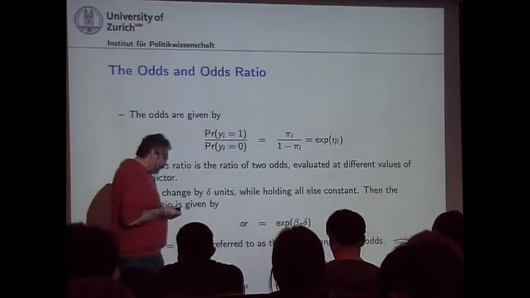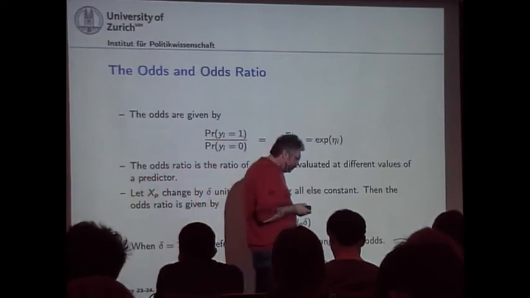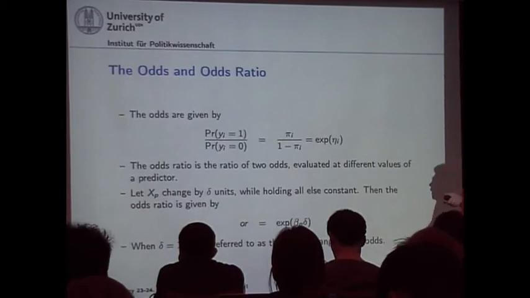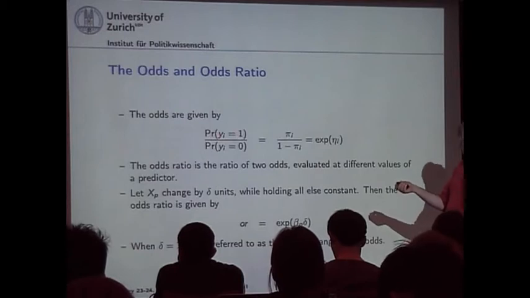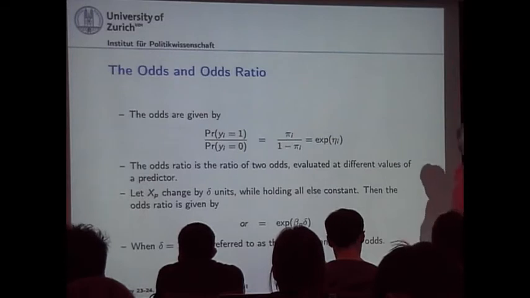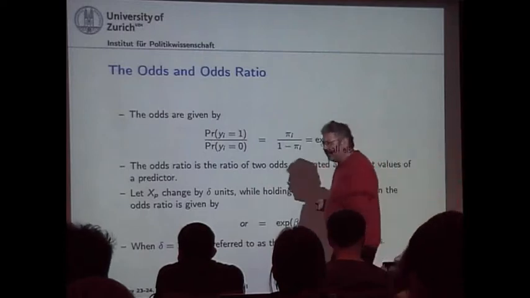Now, what are the odds, first of all, and what is then the odds ratio? The odds are basically equal to the ratio of the probability of scoring 1 over the probability of scoring 0. So it's basically the ratio of pi i over 1 minus pi i, which turns out to be equal to e raised to the power of the linear predictor.